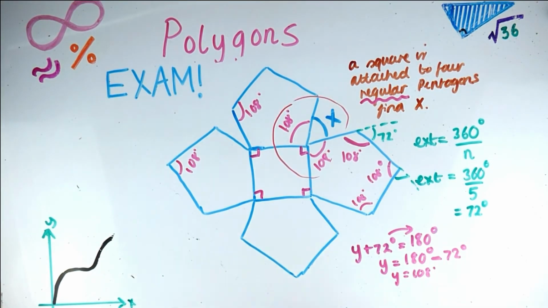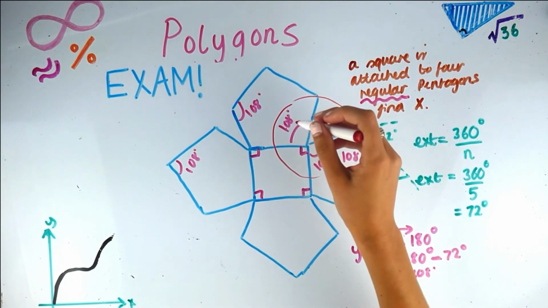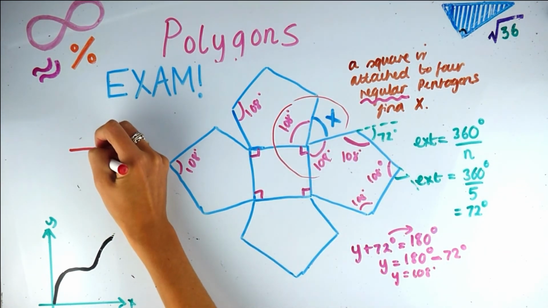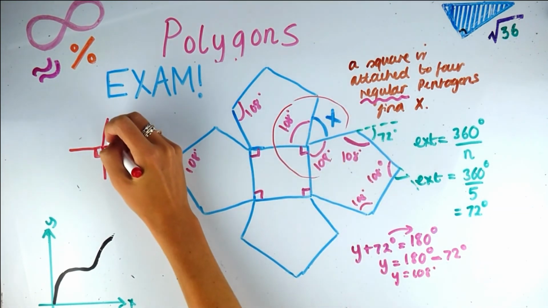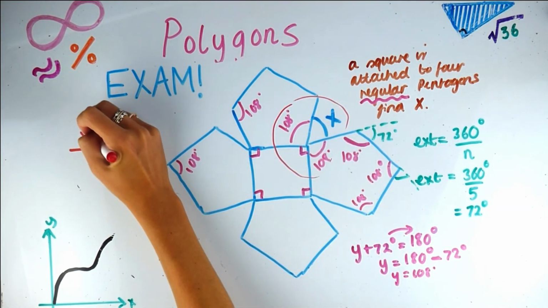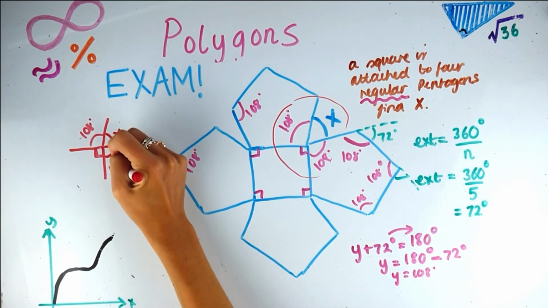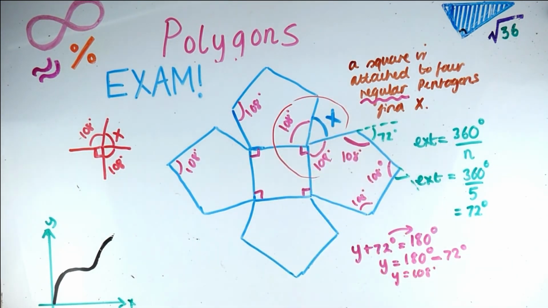Okay, so if I blow up this bit here, I have the right angle from the square, and then I have those two lines here. Here I have x, here I have 108 degrees, and here I have 108 degrees. So I've just basically got a magnifying glass over that section there.